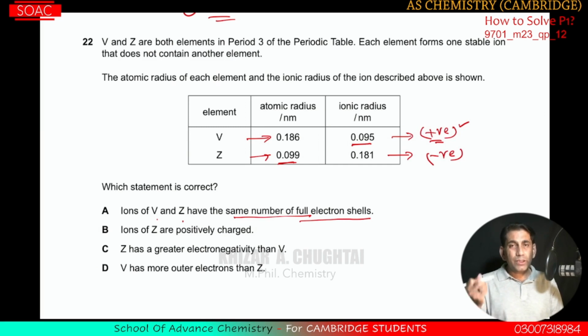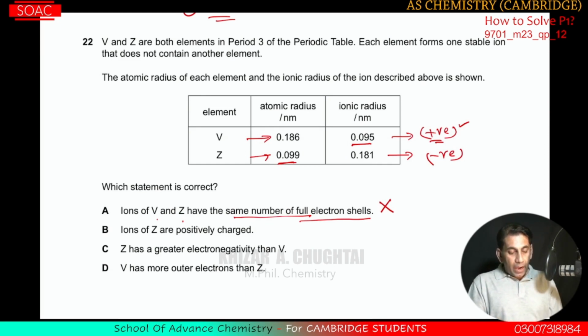So there is a chance to lose one shell or more than one shell. So their number of shells never becomes equal if they are two opposite ions. A positive ion, especially, may lose its electron as well as its last shell.